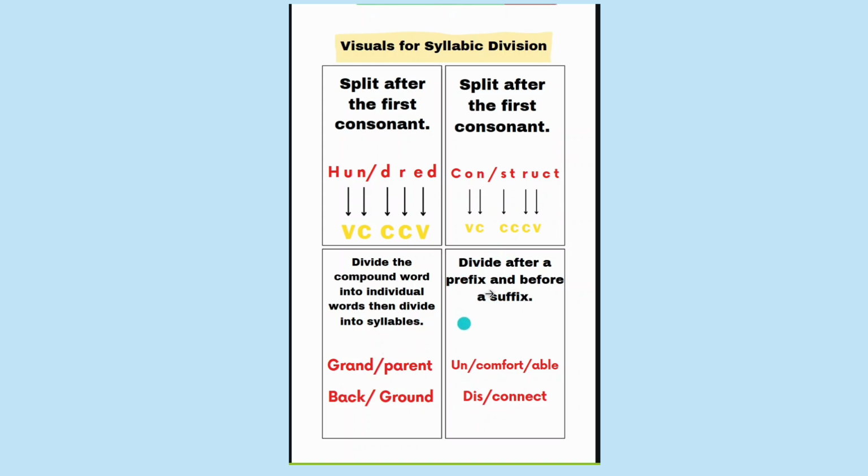And in case of words with a prefix or suffix or both, we need to divide after a prefix and before a suffix, and then we will get to know the root word. Now at this stage we will divide the root word into syllables.